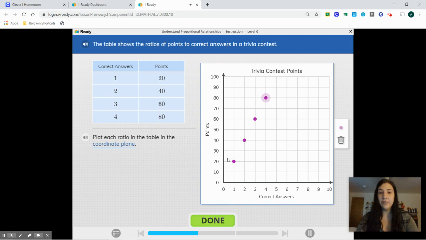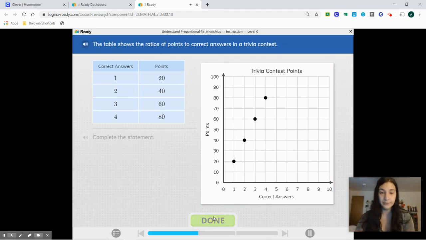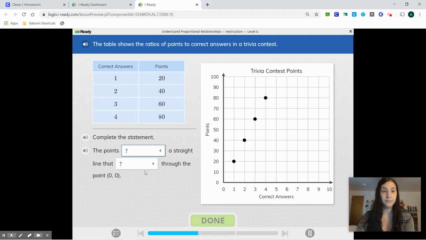So now just from our graph, we can see that this is a straight line that will pass through the origin. So we know it's a proportional relationship without even doing any math work. The points do lie on a straight line, and it does go through the origin, so we're going to fill that in. The graph of a proportional relationship is a straight line that goes through the point 0, 0, which is called the origin.